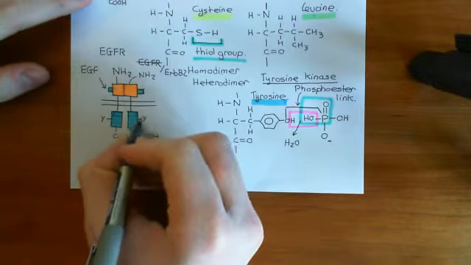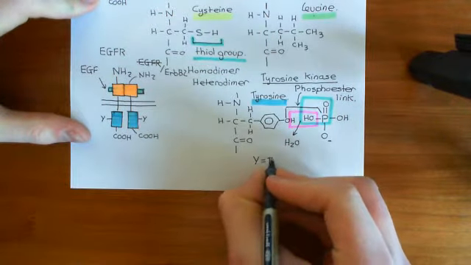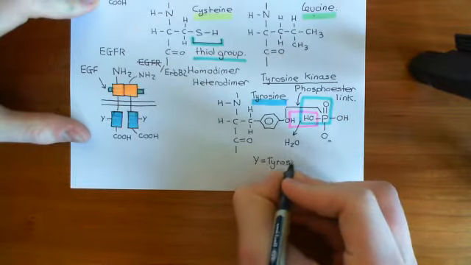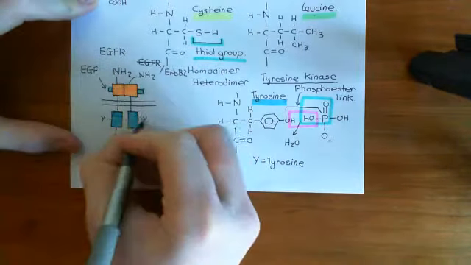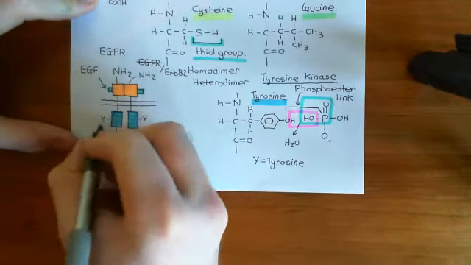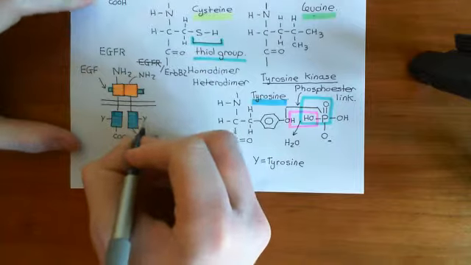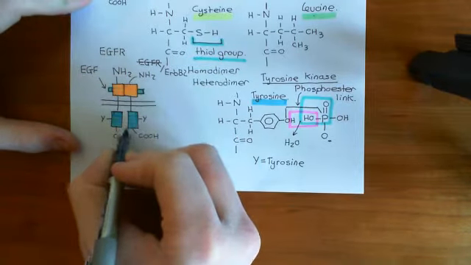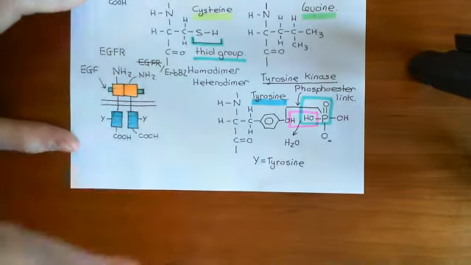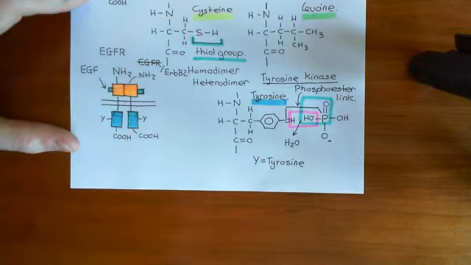The single letter code for tyrosine is Y. So when people put a Y like that, it means a tyrosine residue. Each of them has this special phosphorylation site, which is a tyrosine residue which can be phosphorylated. And if this tyrosine residue gets phosphorylated, this tyrosine kinase domain will become much more active. It'll wake the tyrosine kinase domain up, basically.